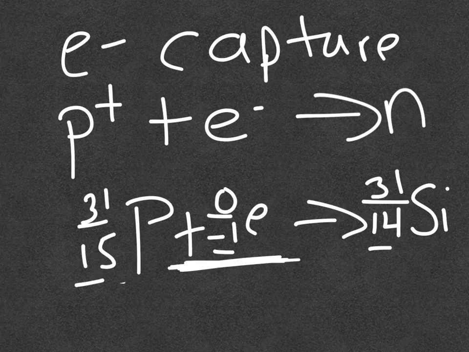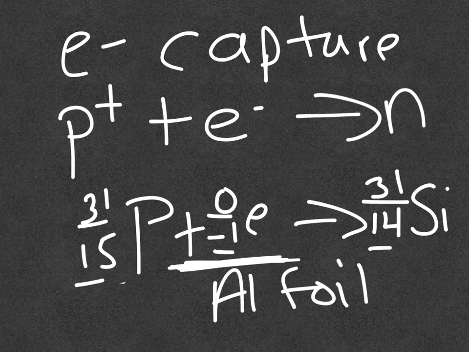So these are the beta decays. Beta is stronger than alpha, it's more penetrating, and it takes a piece of aluminum foil or thin metal to block it. So it's more penetrating than the alpha decay. Last video is going to be your gamma decay.